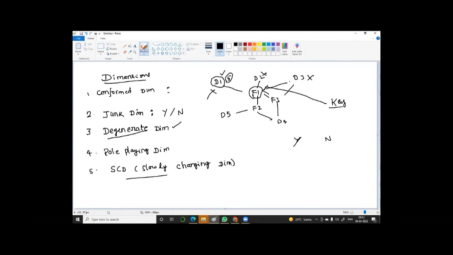Role playing dimension. One dimension related to more foreign keys from the fact table. It means from the fact table, if the dimension is related to more foreign keys, then it is called role playing dimension. After that, slowly changing dimension will come. We will see this part in the next class. So far, if you have any doubts, you can ask me.